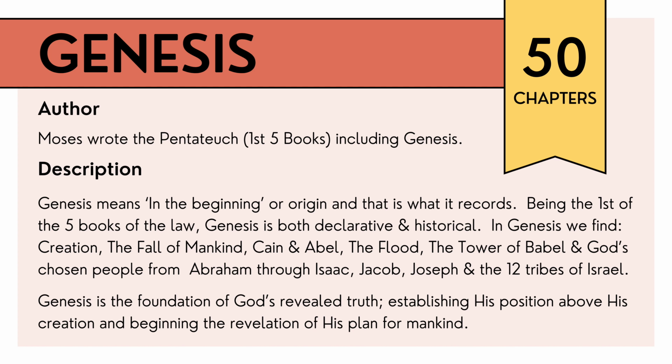Joseph hurried, for his heart yearned over his brother, and he sought a place to weep. He entered into his room and wept there. He washed his face and came out. He controlled himself and said, "Serve the meal." They served him by himself, and them by themselves, and the Egyptians who ate with him by themselves, because the Egyptians don't eat with the Hebrews, for that is an abomination to the Egyptians.